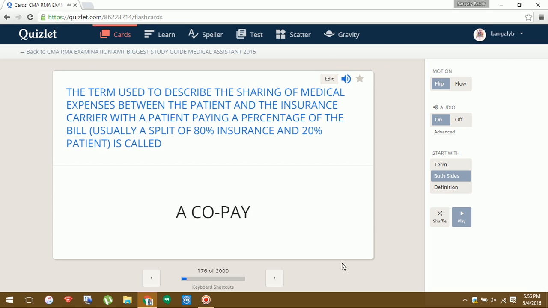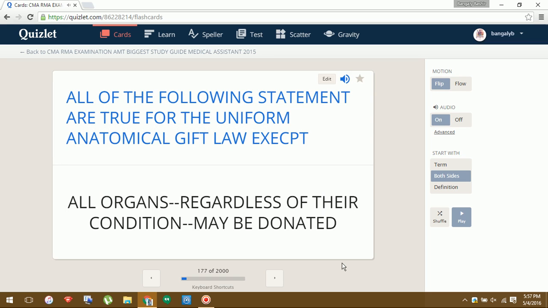The term used to describe the sharing of medical expenses between the patient and the insurance carrier, with a patient paying a percentage of the bill, is called a copay. All of the following statements are true for the Uniform Anatomical Gift Law except: All organs, regardless of their condition, may be donated.